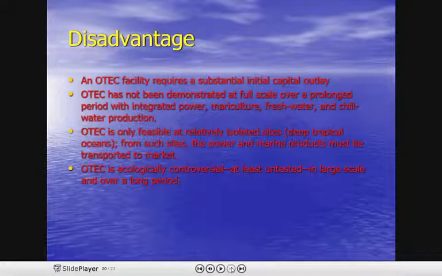OTEC is only viable at relatively isolated sites in the deep tropical ocean. From such sites, the power and marine products must be transported to market. OTEC is ecologically controversial, and at least untested on a large scale and over a long period.